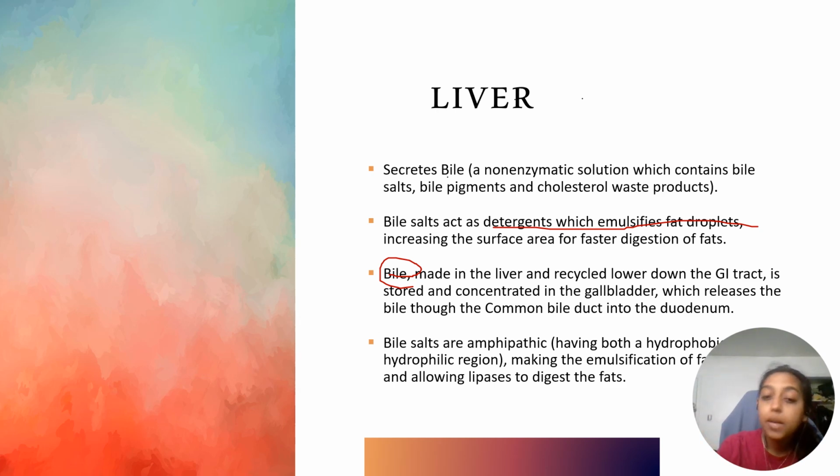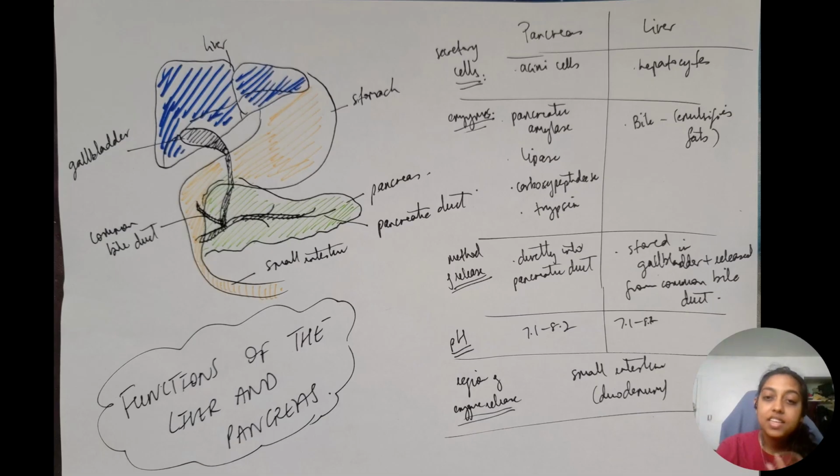And bile salts are amphipathic, so they have both a hydrophobic and a hydrophilic region, making emulsification of fats very efficient and allowing lipases to digest the fats. So the bile salt surrounds the fat droplets and helps to keep them in smaller droplets as compared to the bigger droplets that there were before. And you can see a summary here.